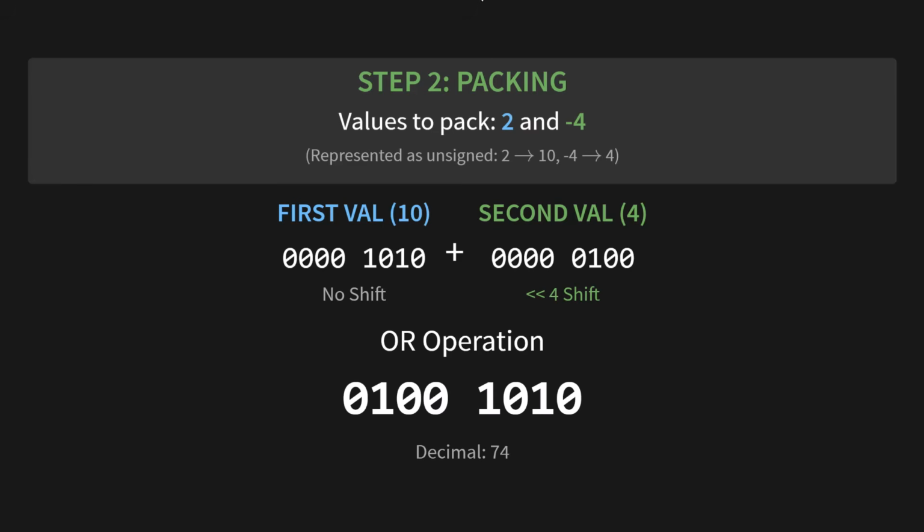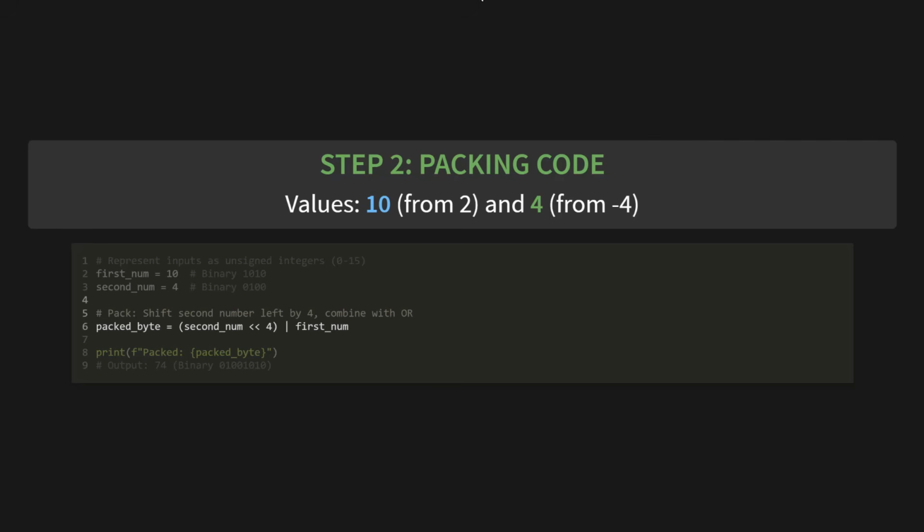Here's what that looks like in code, and it's surprisingly simple. We define our numbers, first num equals 10, second num equals 4. Then the magic line, packed byte equals second num shifted left by 4, or first num. That's it. And the output? Exactly what we predicted. The packed value is 74, which in binary is 01001010. We've successfully stored two numbers in the space of 1.